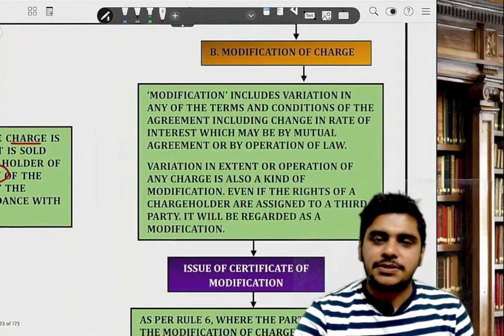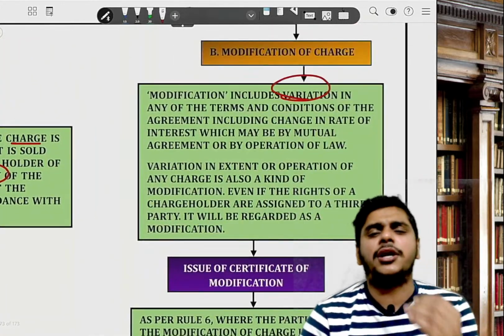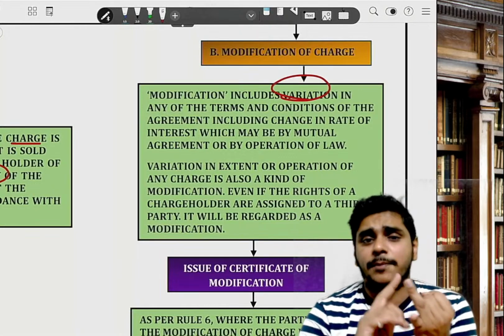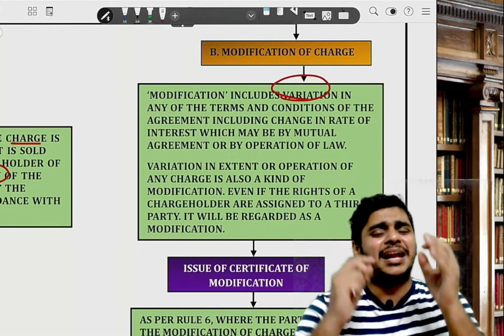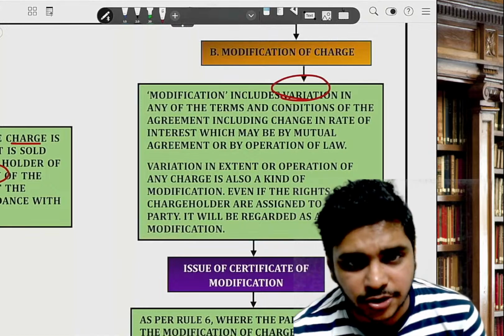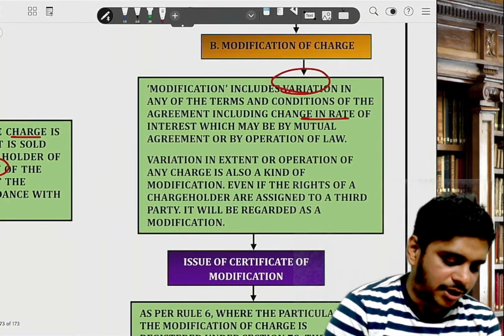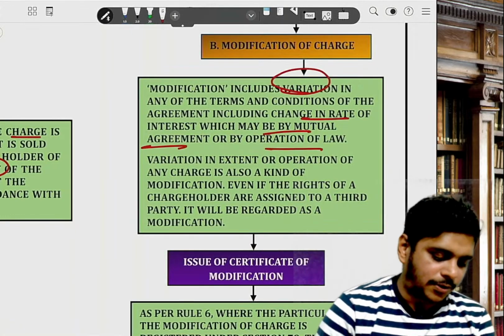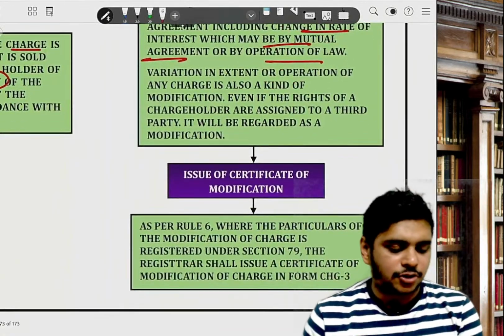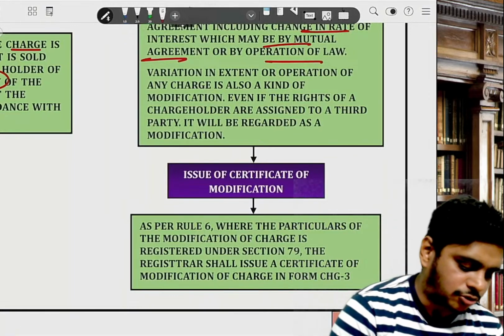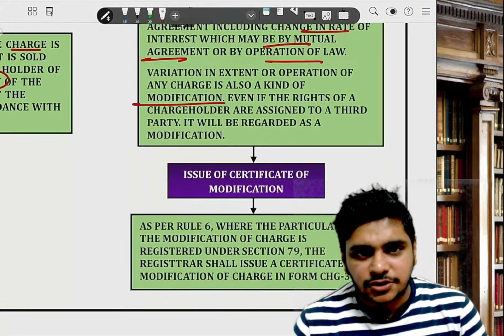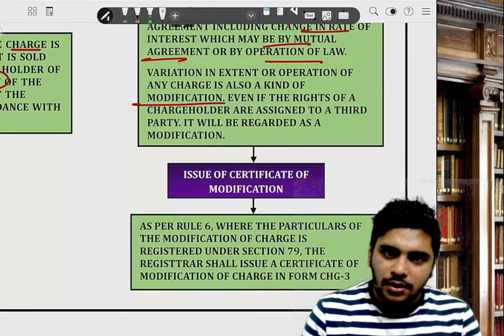Sir, modification basically means what? Any variation, any change. So change in loan amount, change in property, change in interest, any change is called modification. Any of the terms and conditions of the agreement, including change in rate, whether by mutual agreement or by operation of law. Variation in extent or operation of any charge is also a kind of modification. Even if the rights of a charge holder are assigned to a third party, it is called modification.